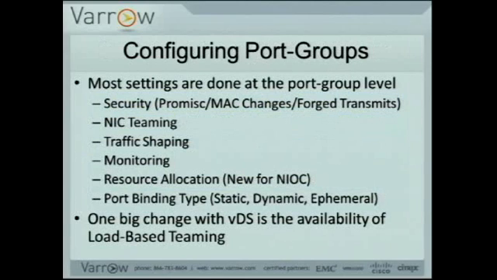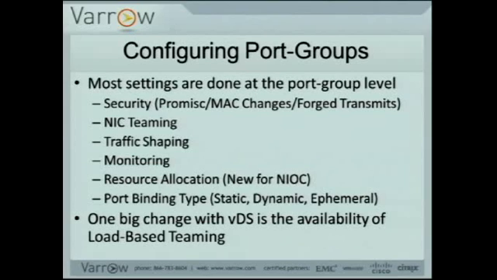Port group, most configuration is done at the port group. Most of this you've seen before if you've ever seen a vSwitch. Some new things are resource allocation for network I/O control and port binding type. Port binding type I'll talk about real quickly. When a VM gets plugged into this switch and powered on, it is assigned a port number, a DVS port number. It kind of grabs them randomly, it seems, but it picks a port number.